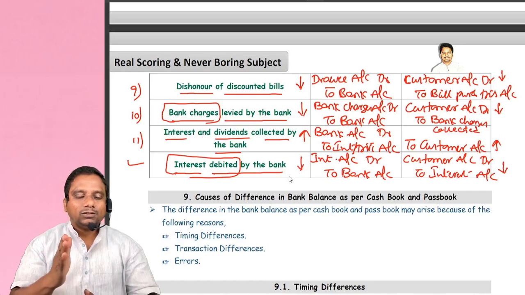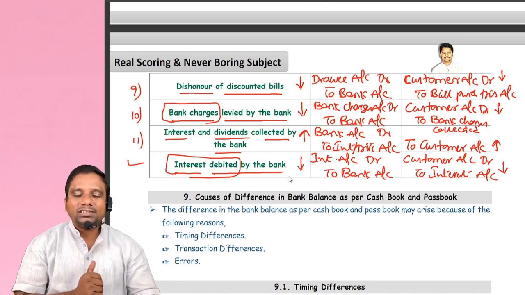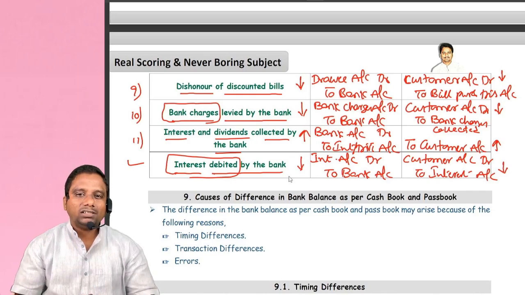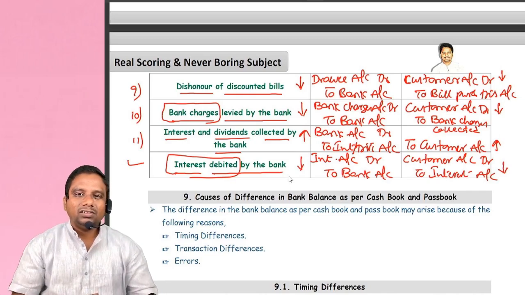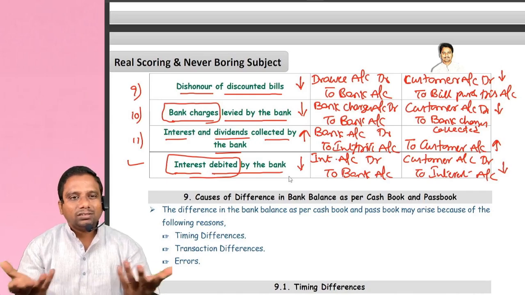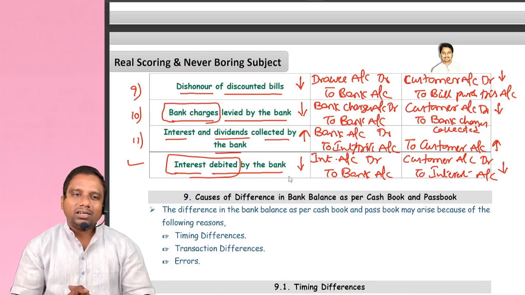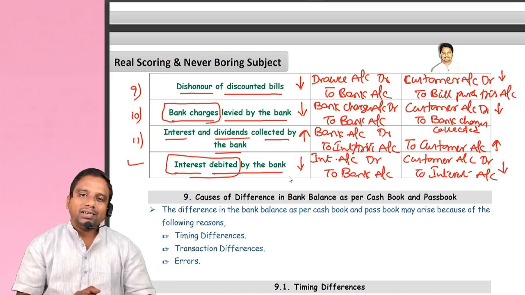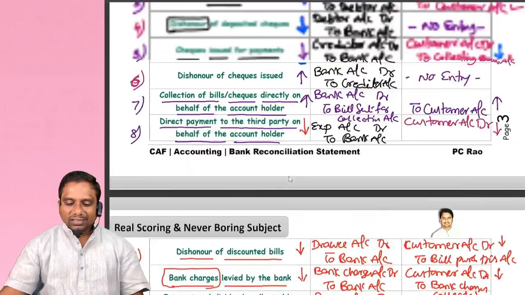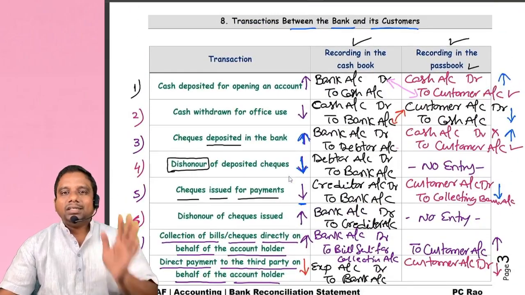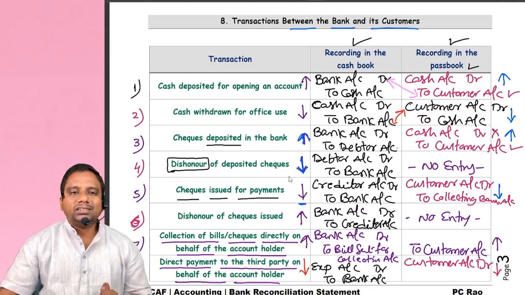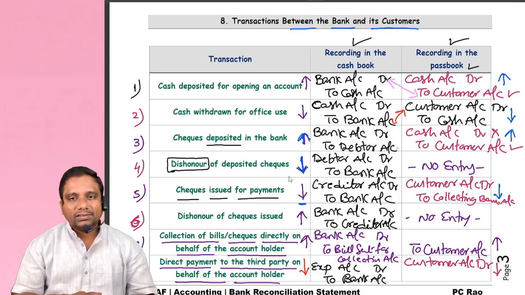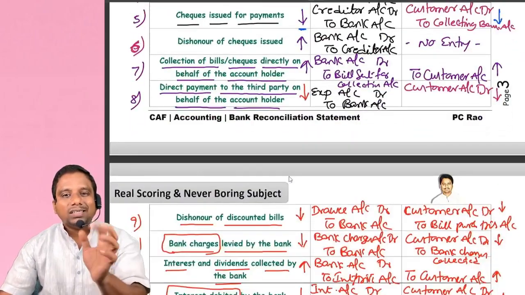Why is there a difference between the cash book balance and the passbook balance? Because of this interest transaction. The bank recorded the entry, you have not recorded the entry, so there is a difference. If both parties record the entry correctly, then there is no difference. If either party does not record the entry, then surely we get a difference. So these are the various transactions between banker and customer, and because of each transaction, when our cash book balance increases or our passbook balance increases, try to understand all these things.